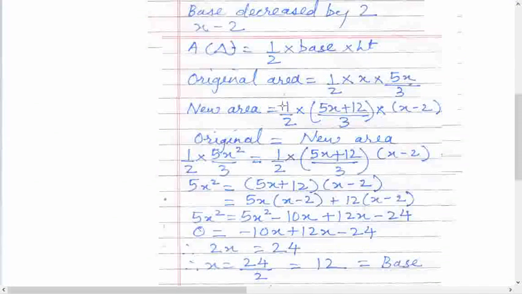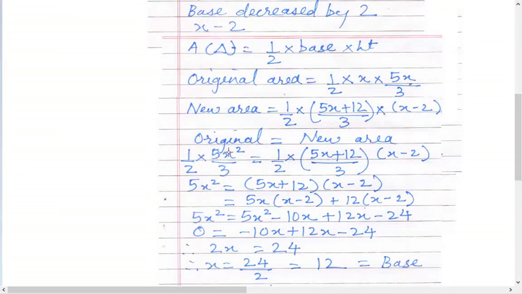So new area equals 1 upon 2 into new base into new height. So 5x plus 12 upon 3 into x minus 2. Equate them. Original equals new. So 1 upon 2 into this becomes 5x square upon 3, and here it becomes 1 upon 2 into 5x plus 12 upon 3 into x minus 2. Okay. Now let's solve this.